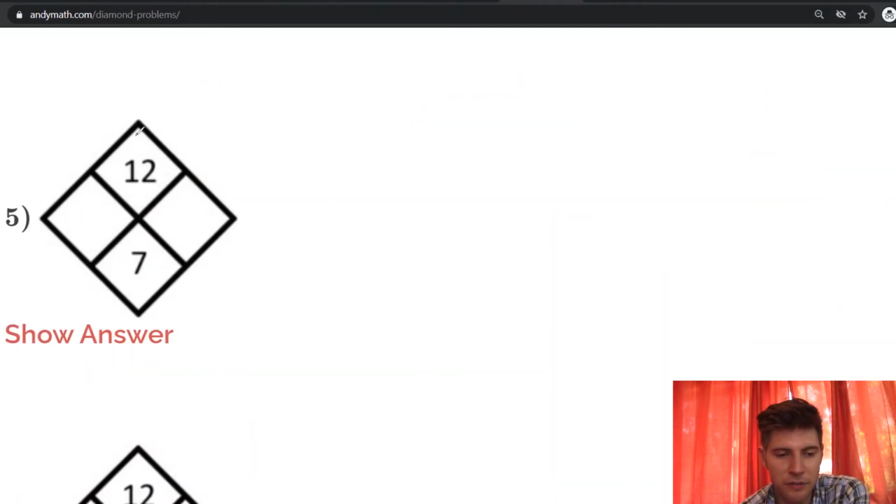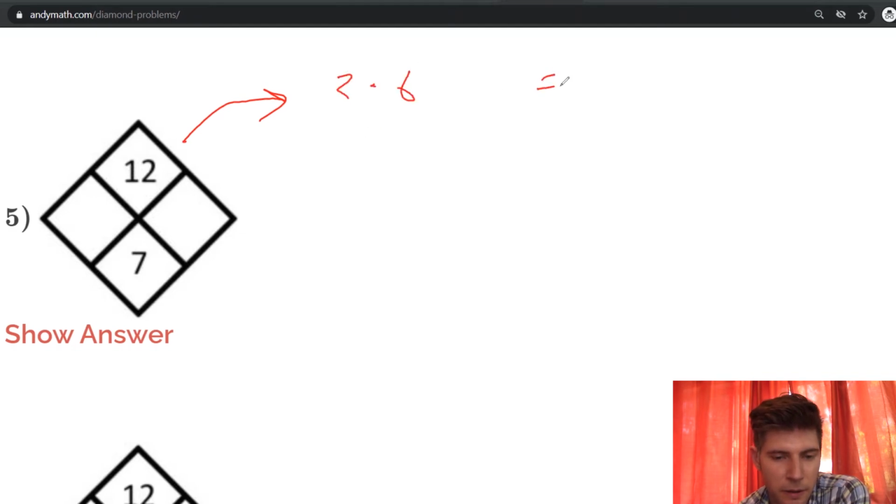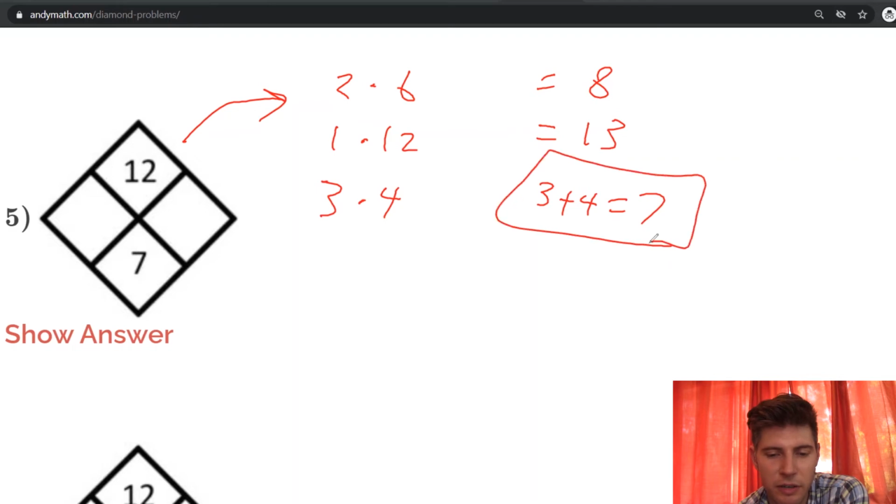So for number 5, we have a 12 and a 7. So what's everything that multiplies to 12? Well, we have 2 times 6, and I might as well just check these in real time. 2 plus 6 is 8, which is not 7. 1 times 12, and if I add 1 plus 12, I get 13. What else multiplies to 12? 3 and 4. So 3 times 4 equals 12, and 3 plus 4 equals 7. So now we found our numbers, 3 and 4.